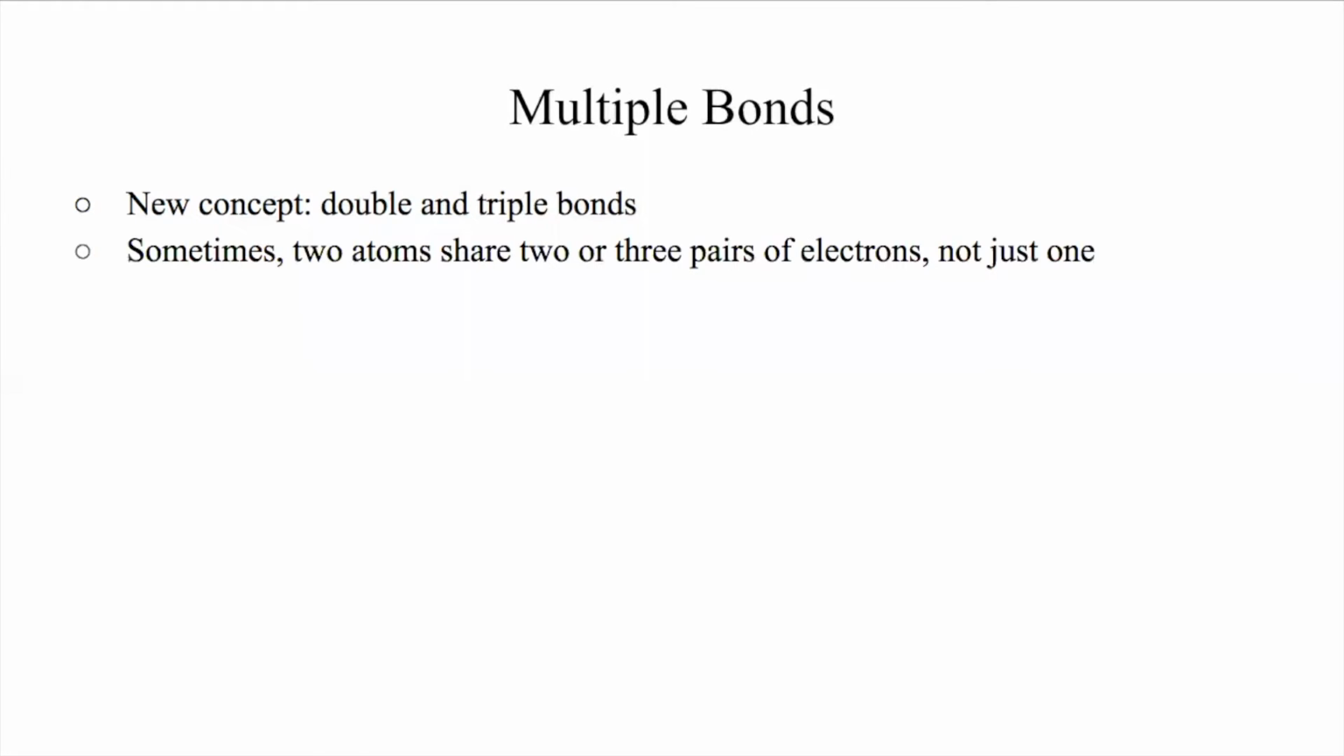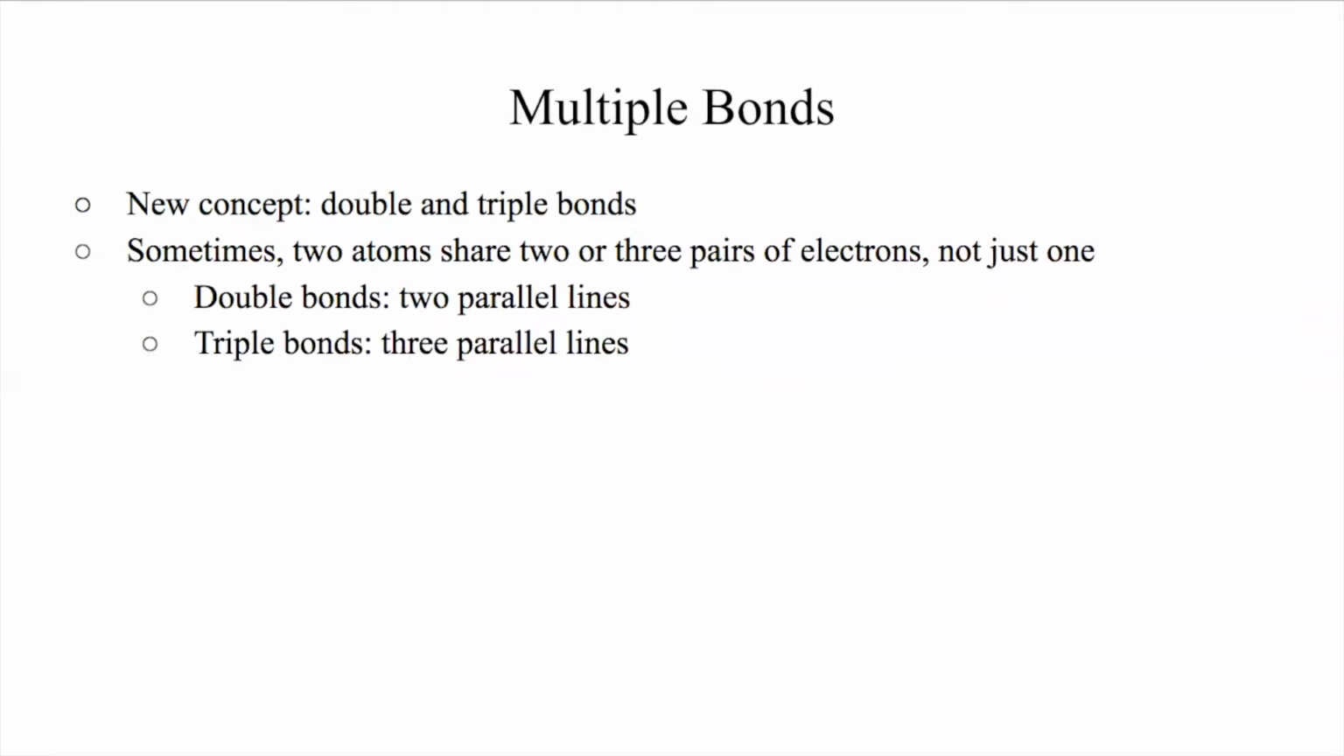Sometimes, it's necessary for two atoms to share two pairs of electrons, in what's known as a double bond, or three pairs in what's known as a triple bond. When we draw Lewis structures for these molecules, double bonds are represented by two parallel lines between atoms, and triple bonds are represented by, you guessed it, three parallel lines.